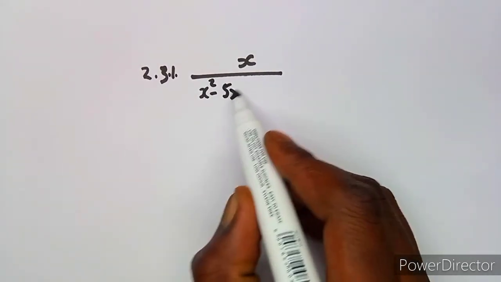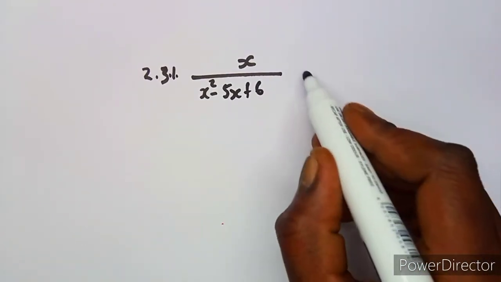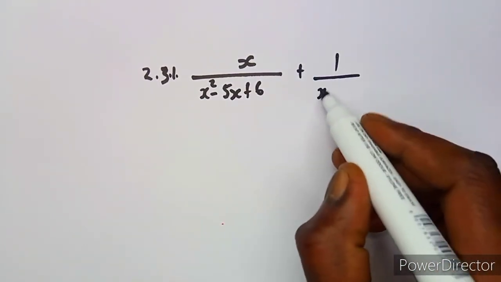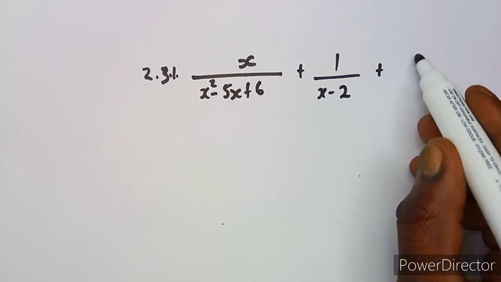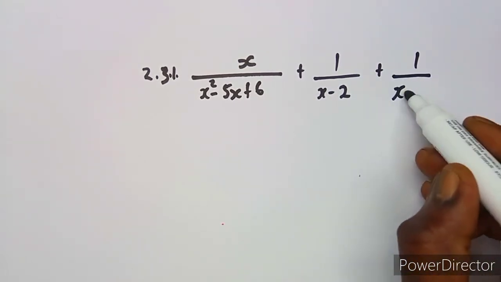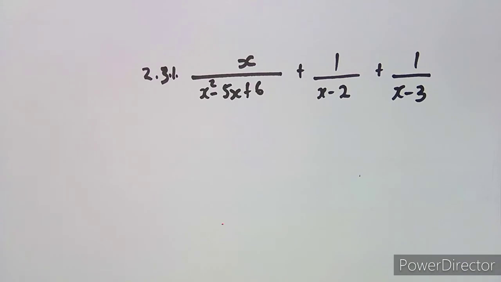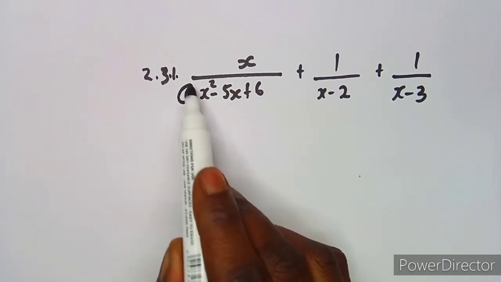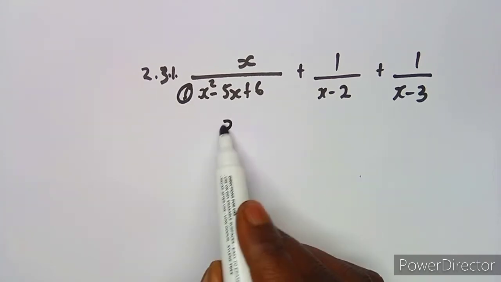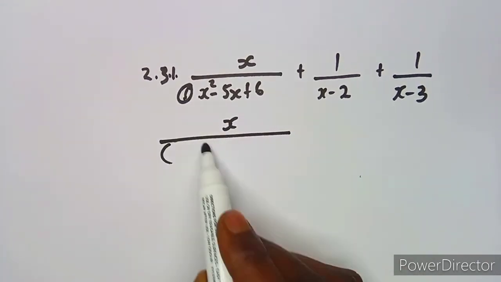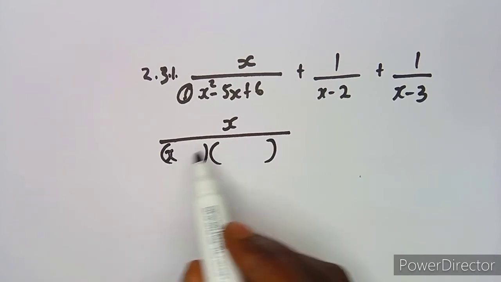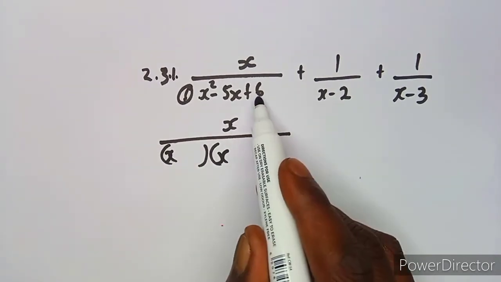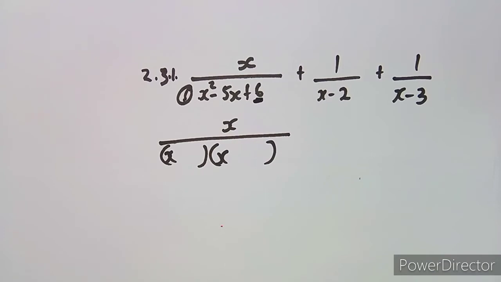x squared minus 5x plus 6, plus 1 over x minus 2, plus 1 over x minus 3. So if we factorize x squared minus 5x plus 6, we're going to apply the same thing, because as you can see here, the number that is affecting x is 1. So we're going to be left with x. Remember, just write our two brackets, we put x here and x. All right, so we're now back. This time we have a constant 6.